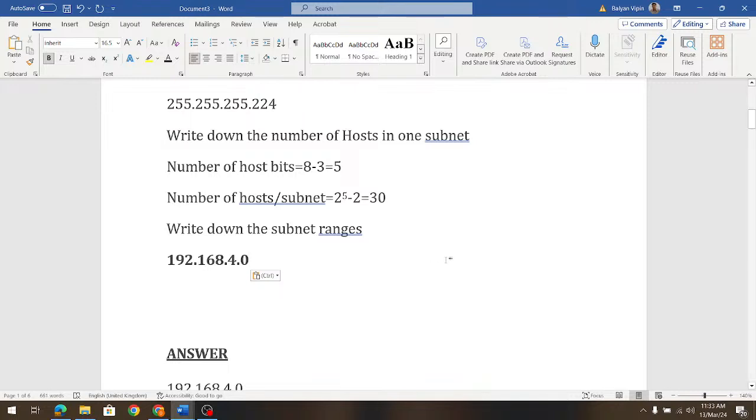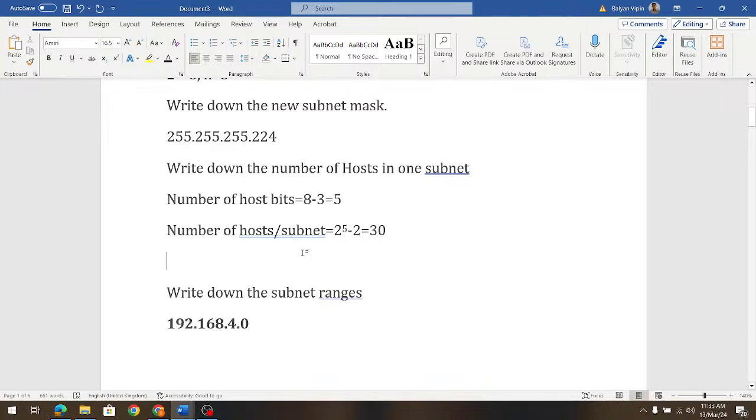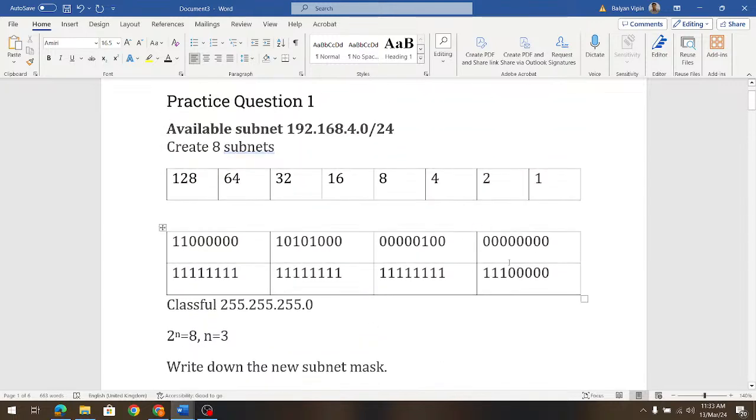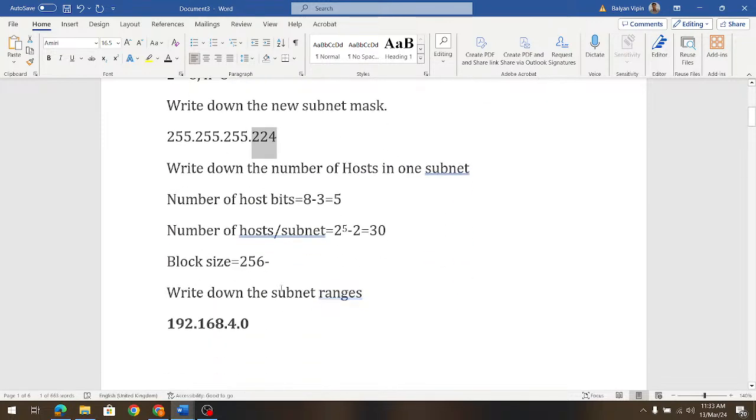And then it says that you have to find the range. So basically, you have to think about what my block size is. Block size is always equal to 256 minus the number corresponding to the last octet, the decimal number of the subnet mask. So it's 224, so 256 minus 224 is equal to 32. The block size is 32.